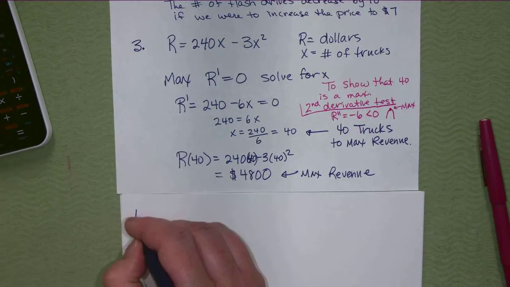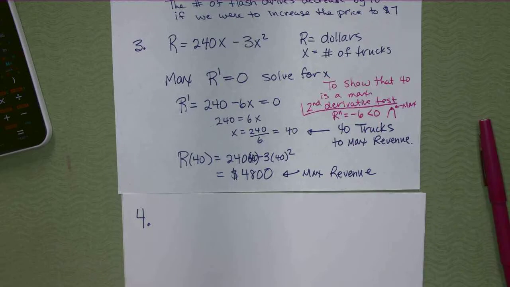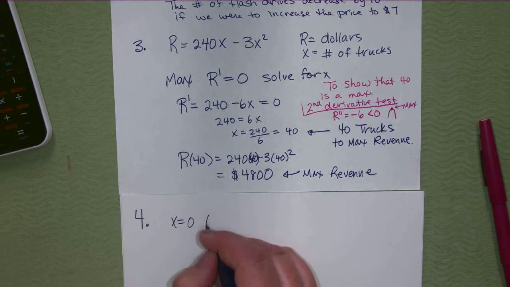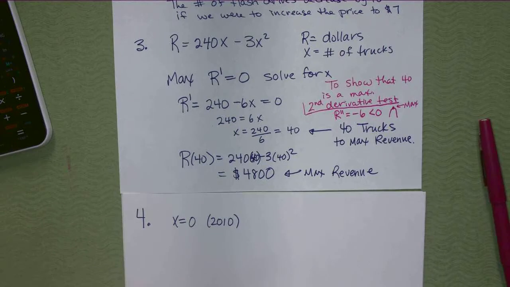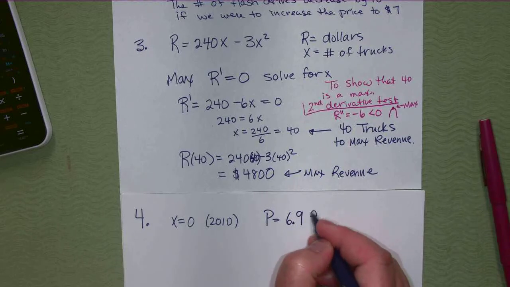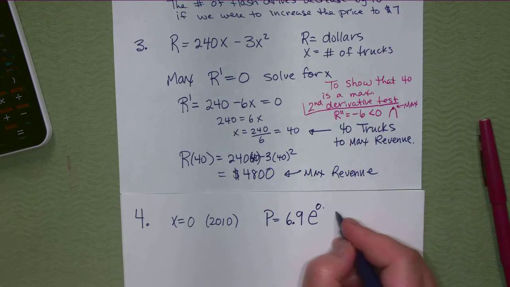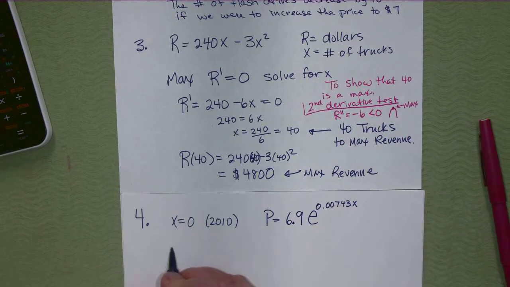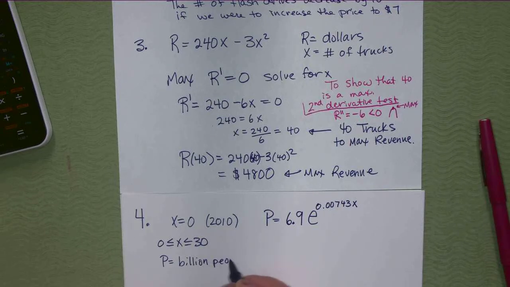Okay, and number 4. So the population of the world X years after the year 2010 is predicted to be, this is the population, 6.9 e to the 0.00743x billion people, for x between 0 and 30. So P is in billions, and x is the year.